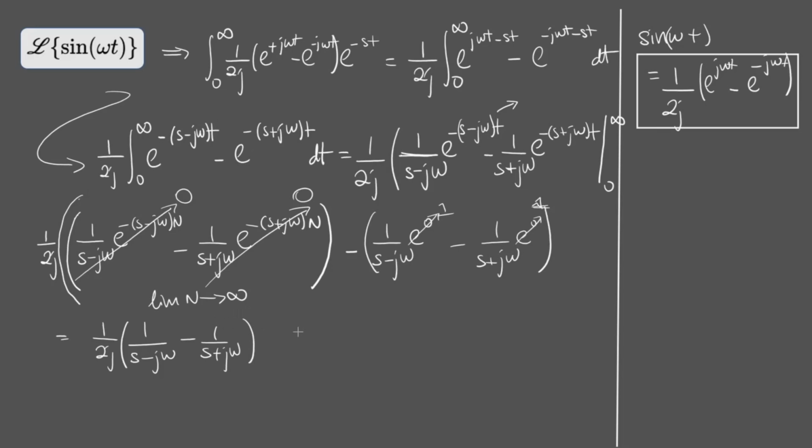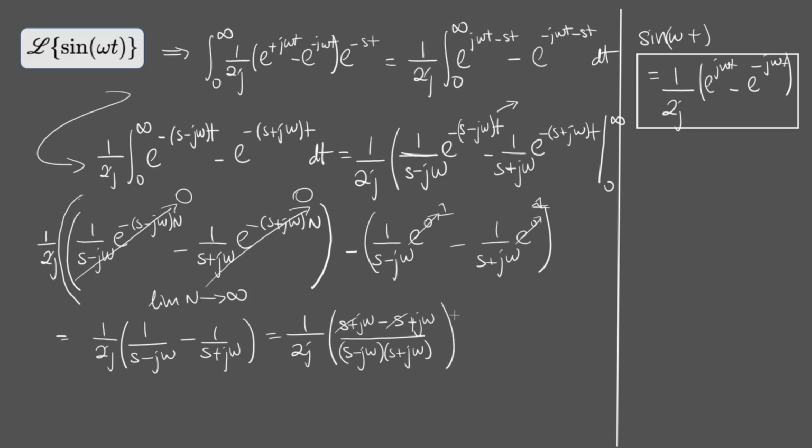Now let's just sum the fractions. 1 over 2j, s minus j omega times s plus j omega. This looks like the difference of two squares. Then do the division. That's s plus j omega minus s, minus, because we're going to do minus times minus, j omega plus j omega.